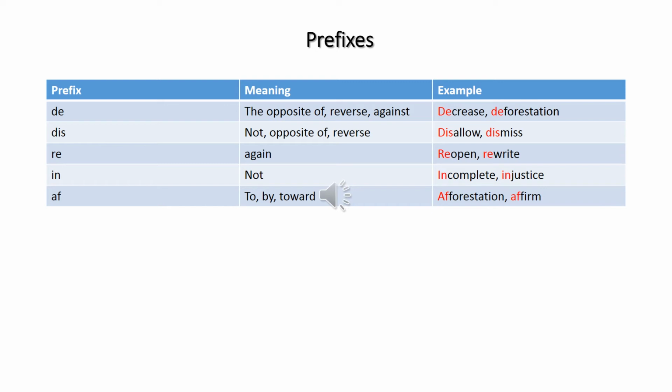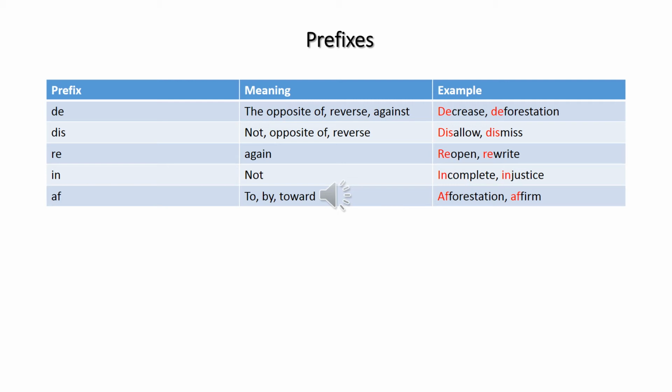The meaning of decrease is totally opposite from the meaning of increase. Increase means to become greater in size or amount. Deforestation. Forestation is a word and it has its own meaning. When we add the prefix de to the word forestation, it becomes another word with another meaning. Forestation means planting trees, but deforestation means the removal of a forest or of trees.